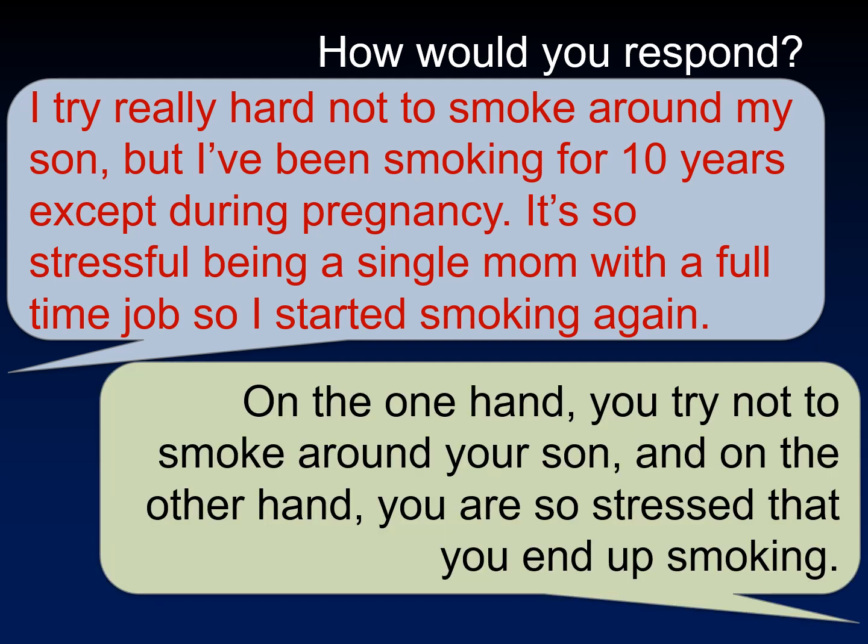All right, so this is one example, right? So you say, on the one hand, you try not to smoke around your son, and on the other hand, you're so stressed that you end up smoking. So this reflects back both the change talk from the patient and the sustain talk from the patient. And this format of, on the one hand, something something, on the other hand, something something, is always a good way for you to convey acknowledgement of ambivalence. And this kind of response is called a double-sided reflection.